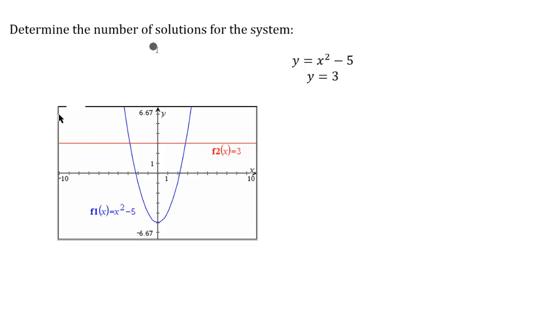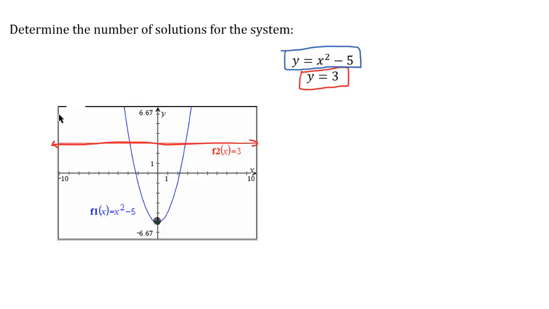It's asking us to determine the number of solutions for this system right here. Now, you don't have on your papers this graphed already. I went ahead and graphed this ahead of time. And y equals 3 is going to be the horizontal line that goes through the y-axis at 3. So if I highlight this again, there is your horizontal line. The blue parabola here is represented by y equals x squared minus 5.